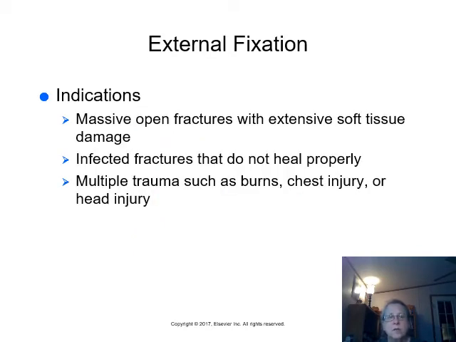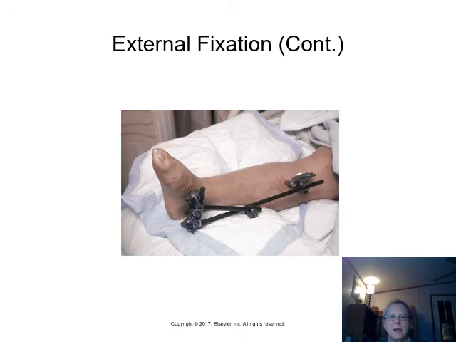External fixation, once again, indications would be more of massive open fractures and extensive soft tissue damage. Infected fractures that don't heal, multiple traumas such as burn, chest injuries, or head injury. So this is where they actually go in and have pins. The hardware is actually on the outside. So, and here is an example of that. The hardware is on the outside.